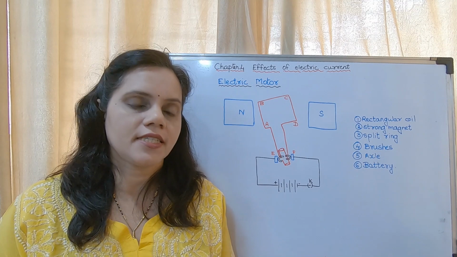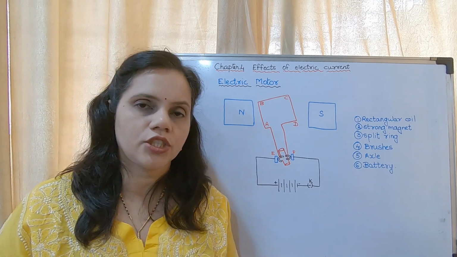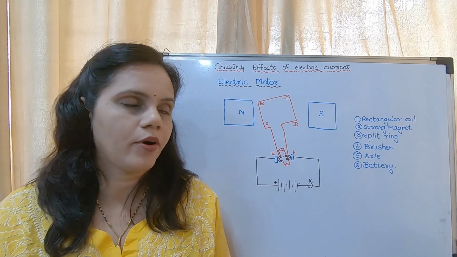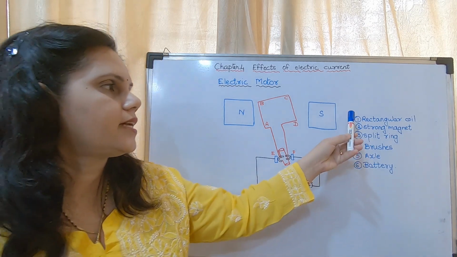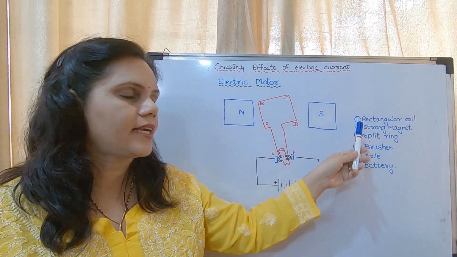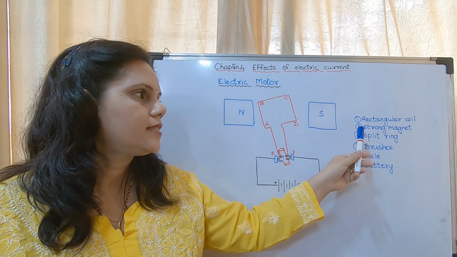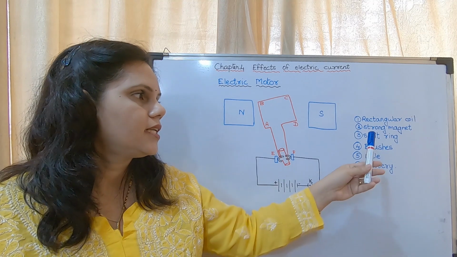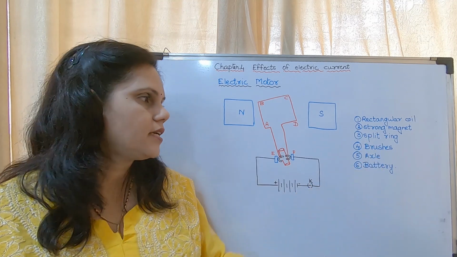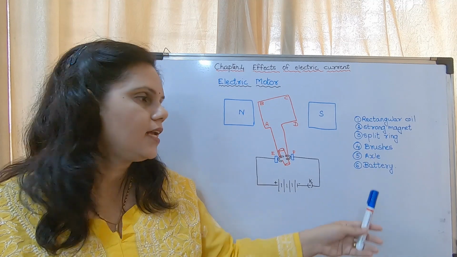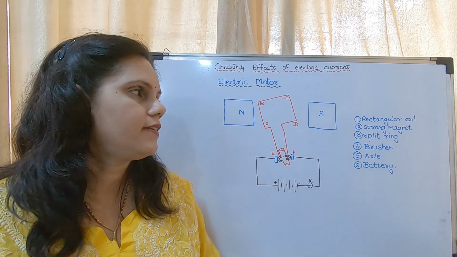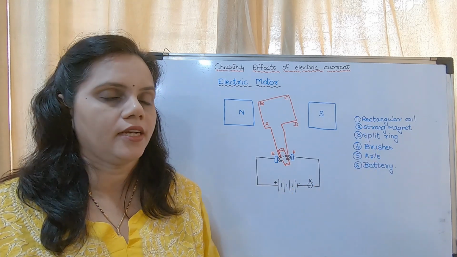Now we will study about the construction and working of electric motor. It is very important. You may see these are the parts of an electric motor. The first is rectangular coil, second is strong magnet, third is split ring, fourth is brushes, fifth is axle, and sixth is battery. We will start with rectangular coil.